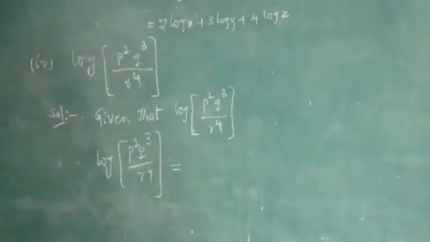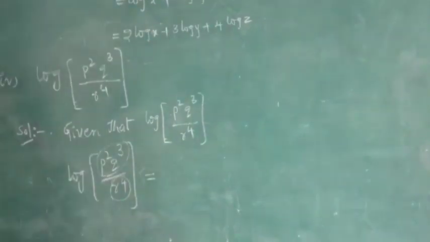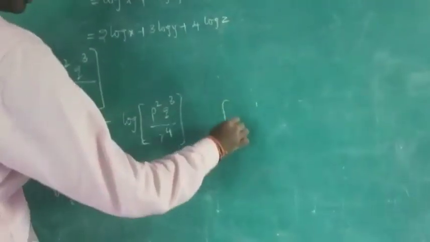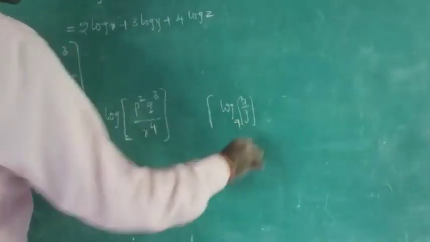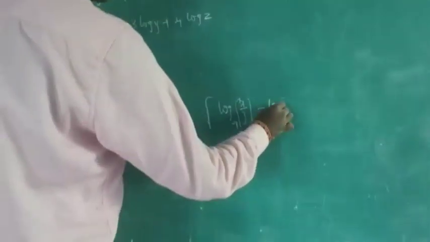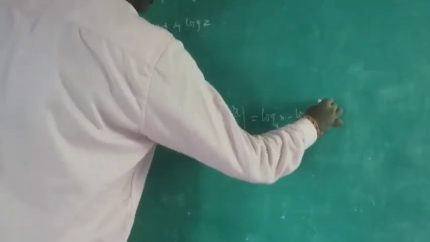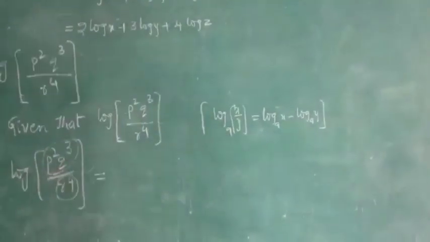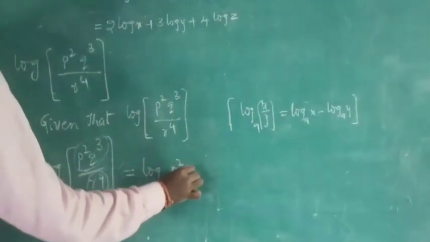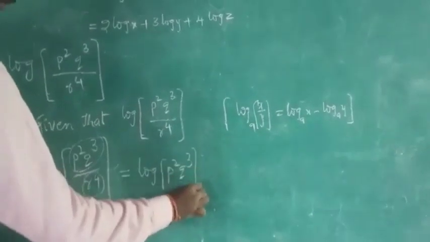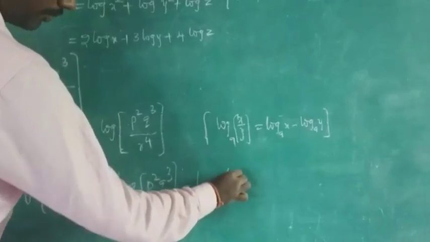So first imagine this will be the x and this will be the y. So what is the log x by y formula? I am writing here: log x by y to base a. Formula, what you will write? Log base a x minus log base a y. So similarly, you can write log p square q cube minus log r to the power 4.